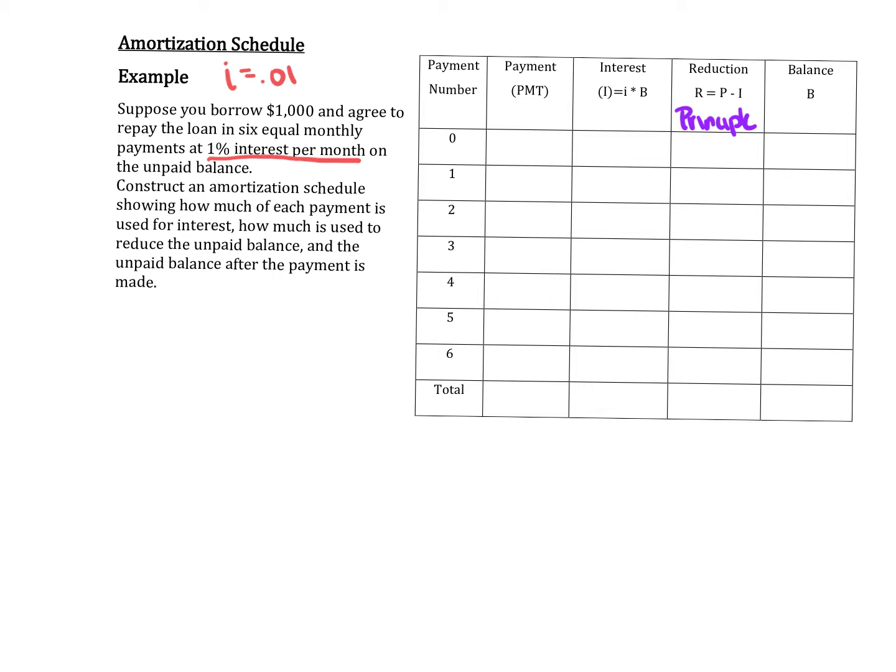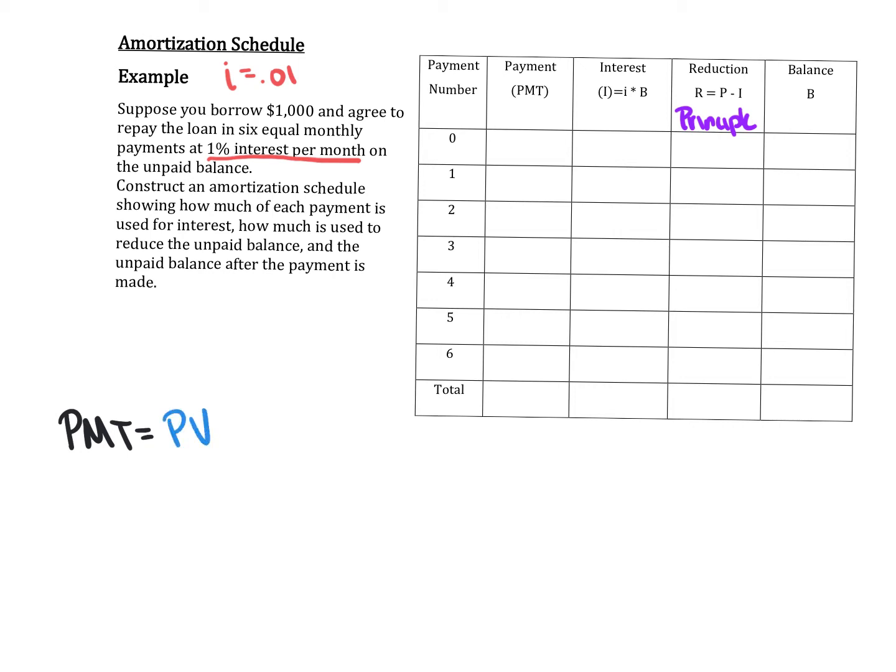This says construct an amortization table showing how much of each payment is used for interest, how much is used to reduce the unpaid balance, and the unpaid balance after the payment is made. So in order to start this problem, the first thing we have to do is calculate the payments that are needed to actually pay off the loan.